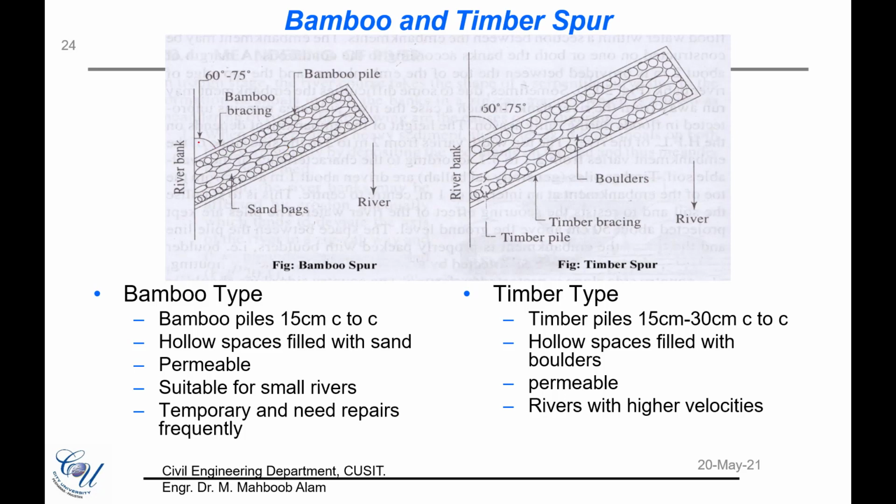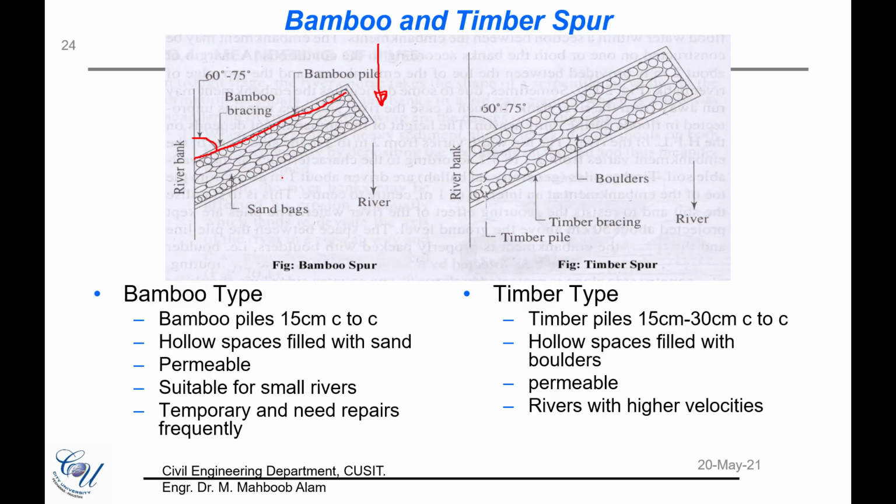If this is our river bank, then these are installed diagonally in this direction, between 60 to 75 degrees. They are inclined towards the upstream side. The flow of water in this particular diagram is from this to this side. You see the arrow here shows you the direction of flow, and this spur is installed inclined to the river bank between 60 to 75 degrees.